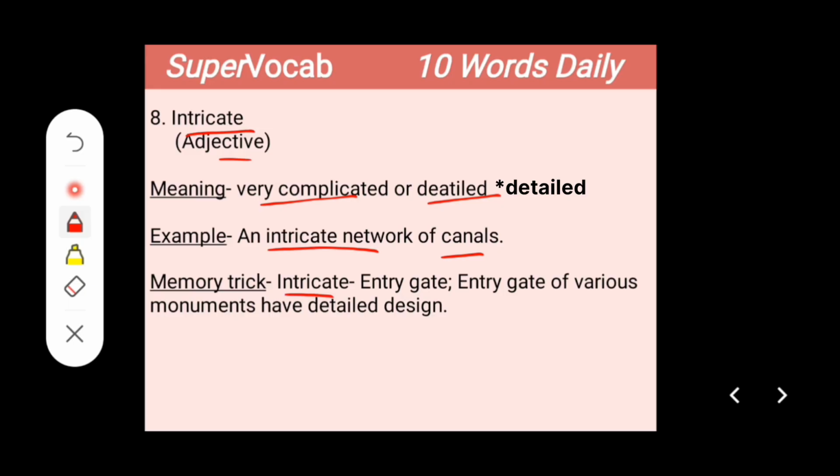So intricate sounds similar like entry gate, and the entry gate of various monuments have detailed design. So you must have seen some monuments which have huge entry gates and they are very beautifully designed and there is carving on them which is very fine and complicated as well. So that way you can relate intricate to entry gate, a beautiful and detailed entry gate.